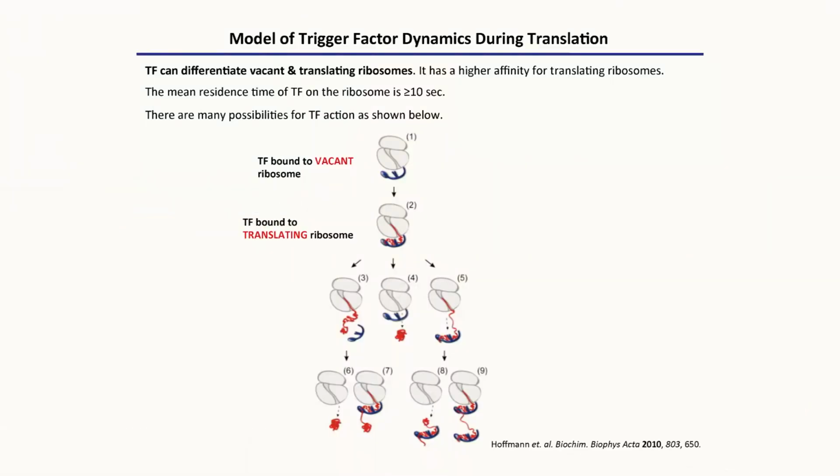What are our other options? So maybe trigger factor, after being here, remains bound to the ribosome and the polypeptide is released. Or look what happens here. We have trigger factor bound. We see release of the polypeptide with trigger factor bound. Or here we see that there's even 2 trigger factors bound to the same polypeptide emerging from the ribosome.